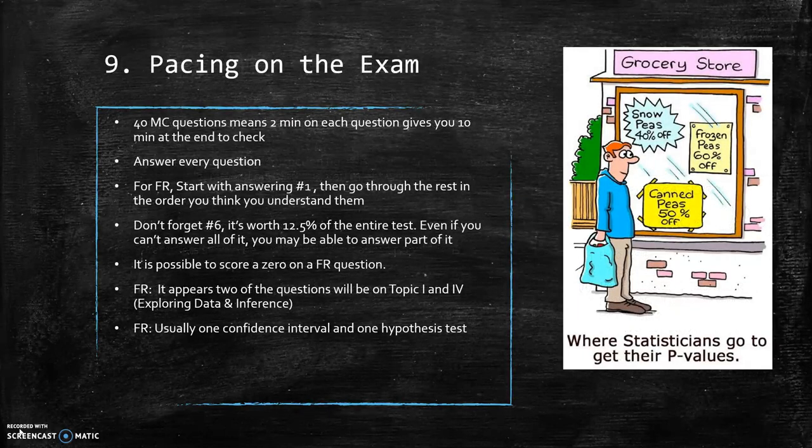Number 9, pacing on the exam. Your AP exam will have 2 parts, multiple choice and free response, and each part you're given 90 minutes. The tests that you've completed during the course are set up the same way as the AP exam is, so you should be somewhat used to the pacing. In the multiple choice part, it's recommended that you take 2 minutes per question, and that will give you 10 minutes at the end to check your work.